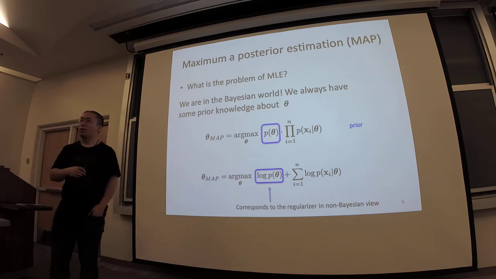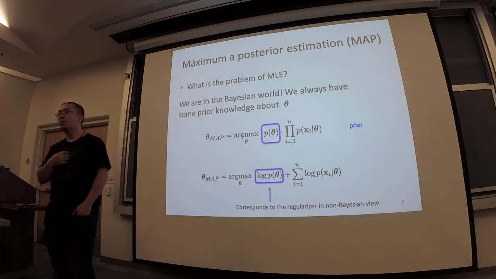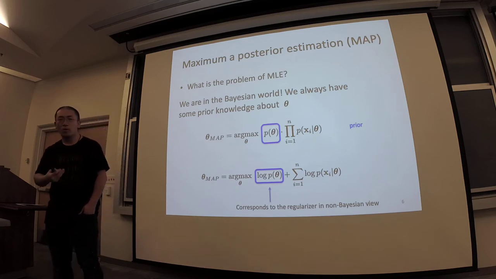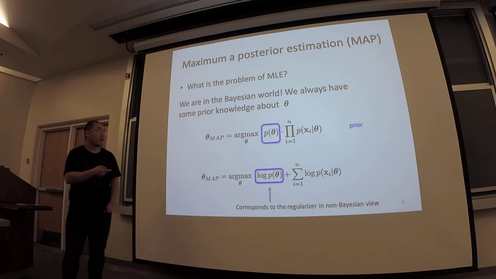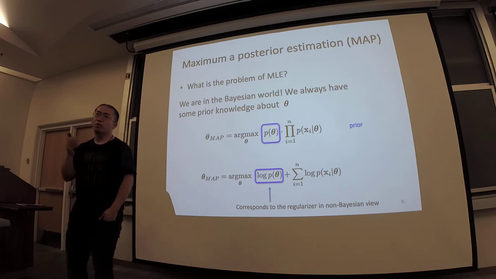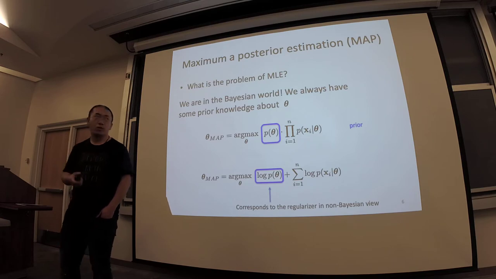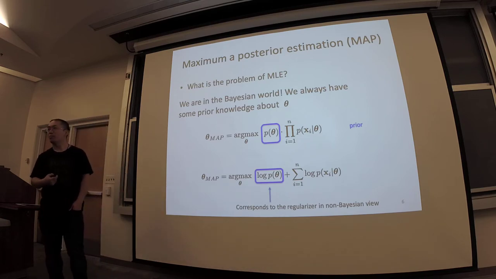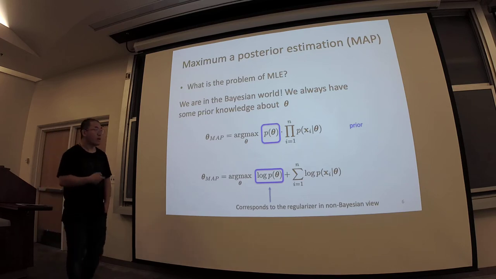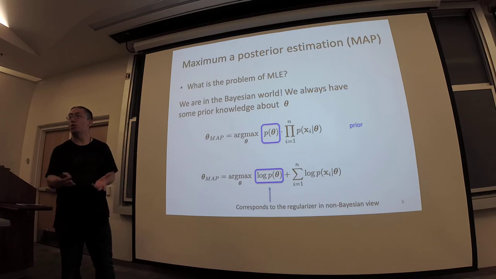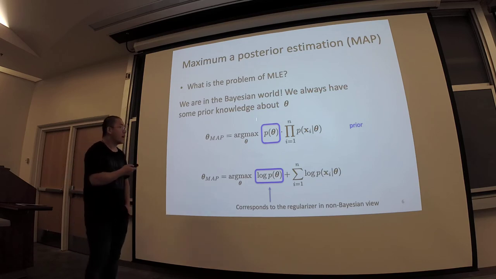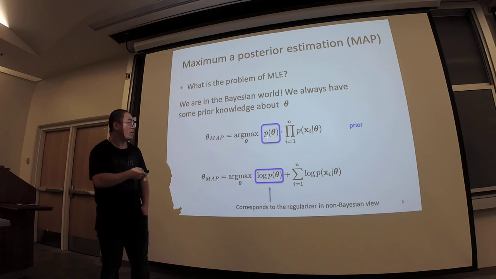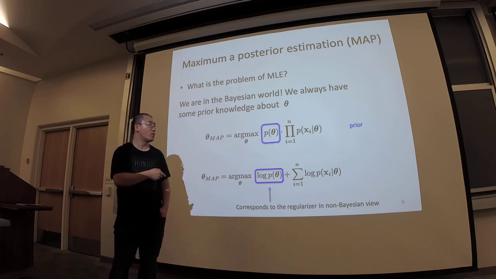But what is the problem with maximum likelihood? We're doing Bayesian, right? So in the Bayesian world, we always assume some prior distribution, which encodes our prior knowledge and beliefs for the model parameters. If you just do MLE, maximum likelihood estimation, it won't take into account the prior knowledge. So that's where MAP estimation, maximum a posteriori estimation, comes in. So basically, in MAP estimation, we're not only maximizing the likelihood of the data, we also consider the effect of the prior. Then we maximize the joint distribution of the model parameters, the distribution parameters, and the data likelihood.